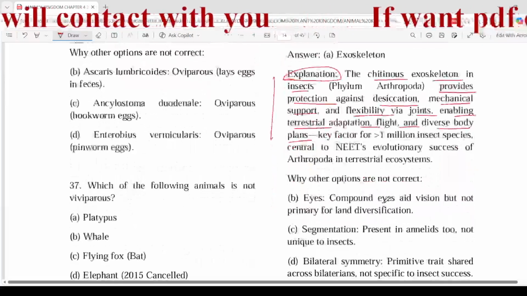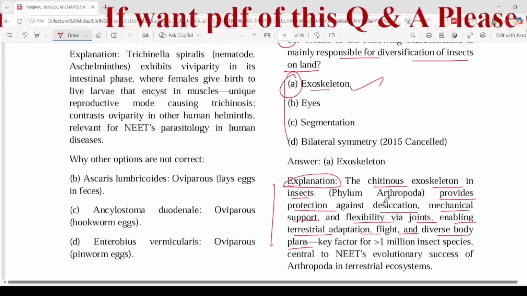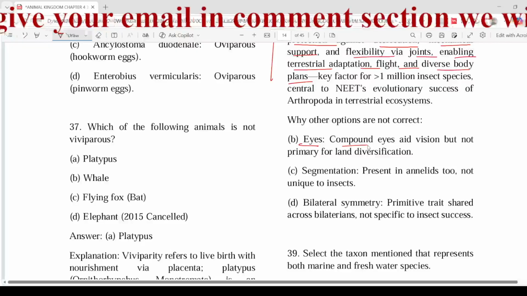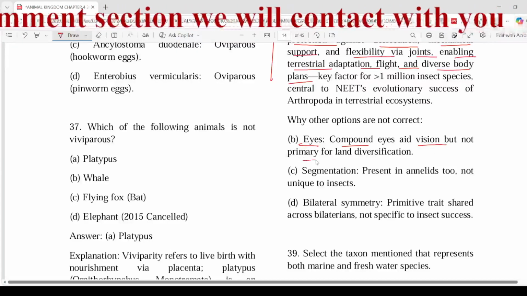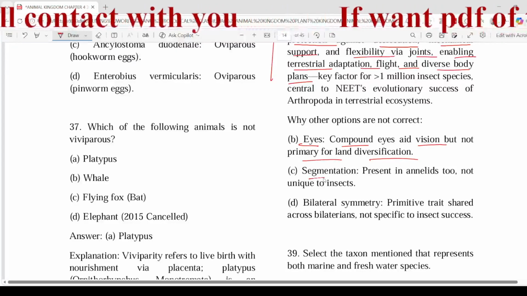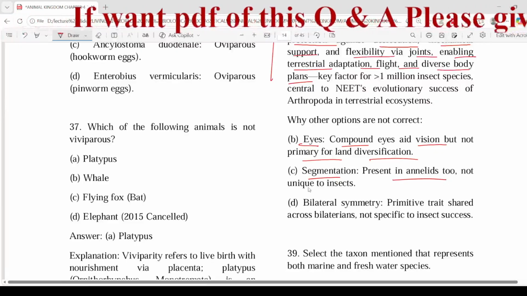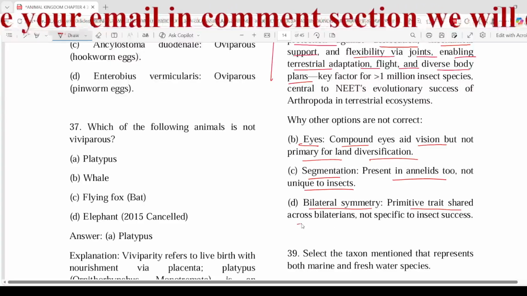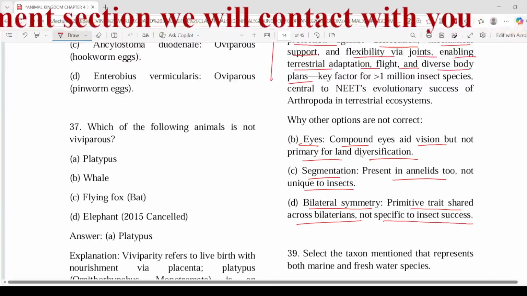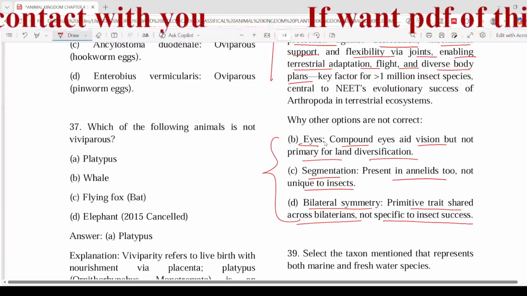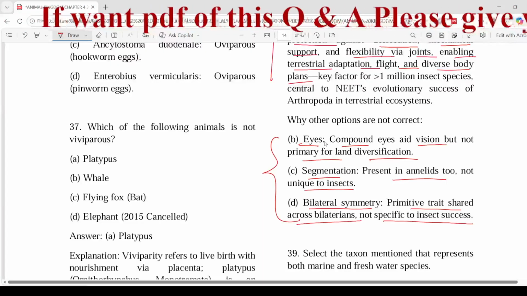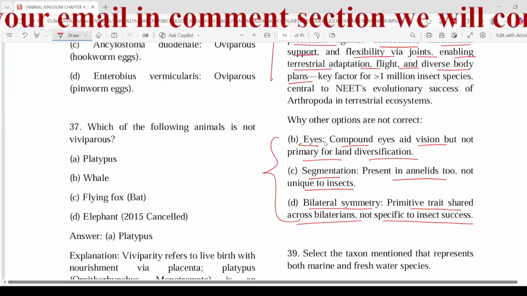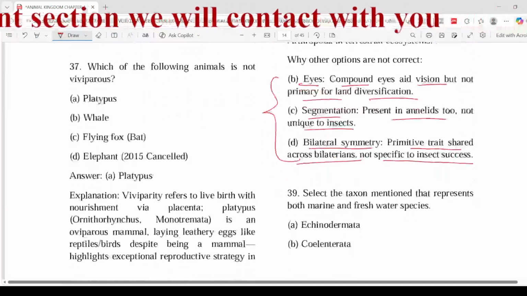Other options like eyes, segmentation and bilateral symmetry are not correct, because compound eyes aid vision but are not primary for land diversification. Segmentation is present in annelids too, so it is not unique to insects, and bilateral symmetry is a primitive trait shared across bilaterians, not specific to insects. This is the explanation for why options A, B, C and D are not correct. Okay, let's move to the next question.